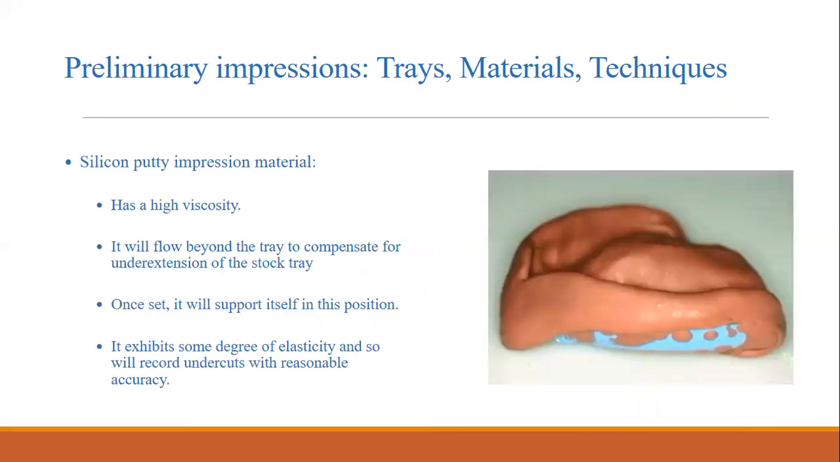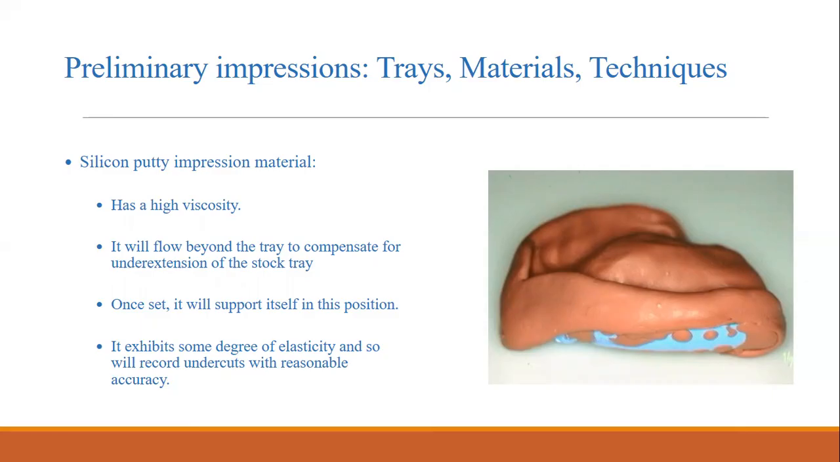Silicone putty impression material is a highly viscous material. It will flow beyond the tray to compensate for under extensions of the stock tray. Once set, it will support itself if in this position. يعني هاي الماتيريال لما خلينا نحكي بتنشف بالعربي، يعني لما بتنشف بتظلها واقفة الماتيريال. Okay. It exhibits some degree of elasticity and so will record undercuts with reasonable accuracy.